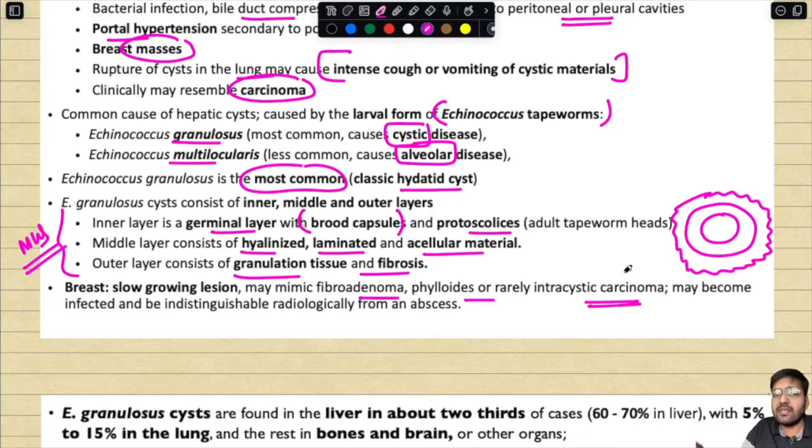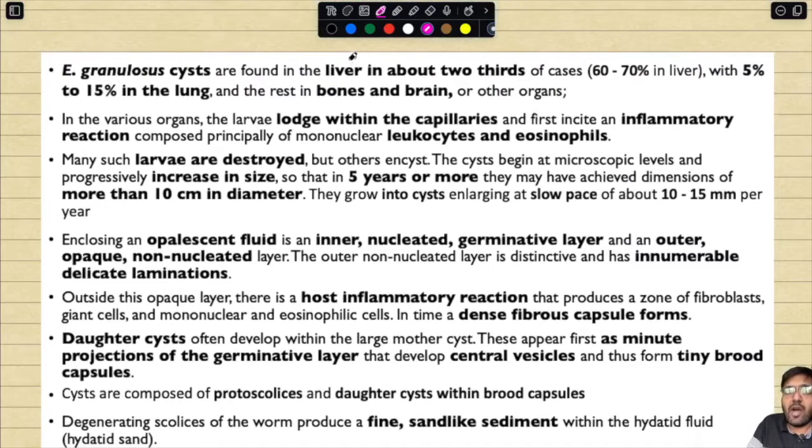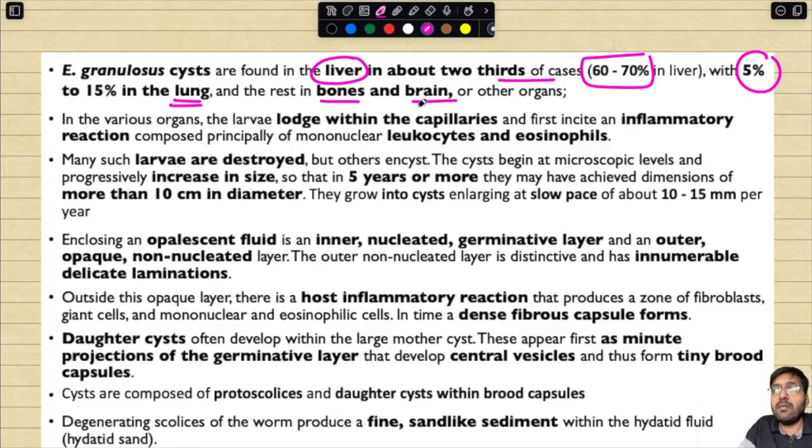Mainly it is causing hydatid cyst in the liver, the most common site, and secondly they can even cause it in the lungs and other sites as well. Now, E. granulosus cysts are found in the liver in about two-thirds of the cases. In 60 to 70% of the cases, they are found in the liver, with 5 to 15% in the lung, as I told you, and the rest can occur in the bones and brain. So what is very important, for hydatid cyst you always remember liver. Okay, the site is the liver, but you fail to answer this question in the exam: what are the other sites of hydatid cyst? So the answer is lungs, bones, brain.